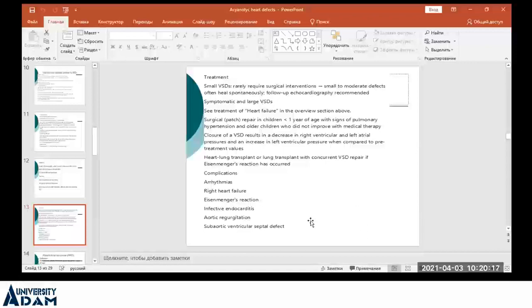Treatment: small VSDs, ventricular septal defects, rarely require surgical intervention. Small to moderate defects often heal spontaneously. Follow-up echocardiography is recommended. Symptomatic and large VSDs: treatment of heart failure syndrome. Surgical repair in children before 1 year of age with signs of pulmonary hypertension, and in older children who did not improve with medical therapy.